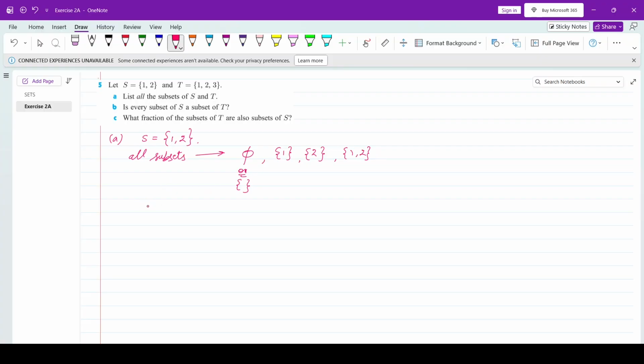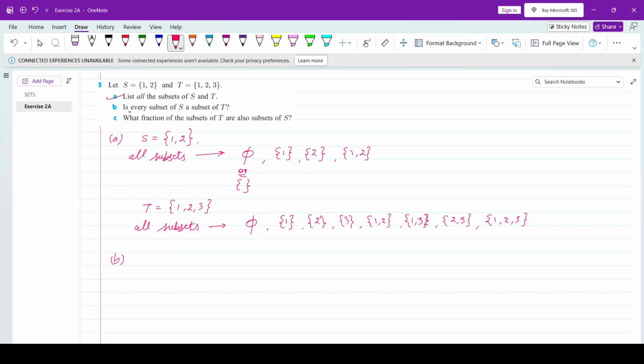What about T? For T, we have {1, 2, 3}. So all subsets will be the empty set, {1}, {2}, {3}, {1, 2}, {1, 3}, {2, 3}, and {1, 2, 3}. These will be the subsets of T.